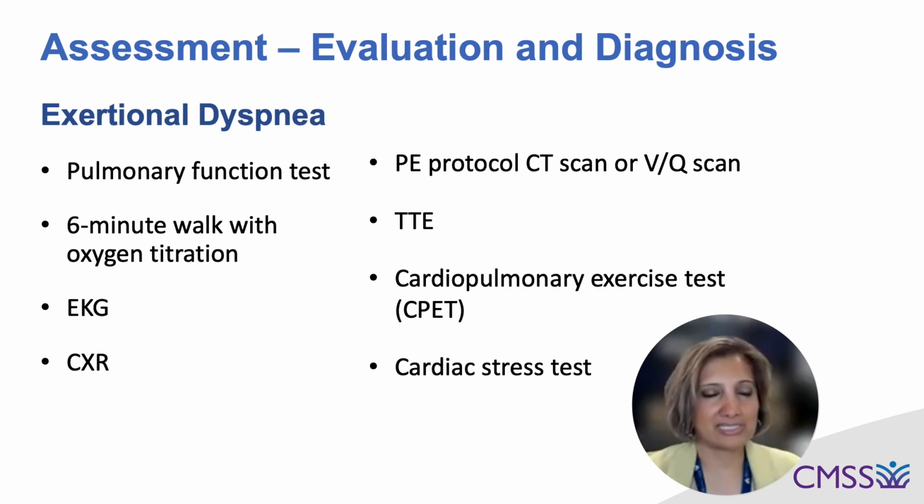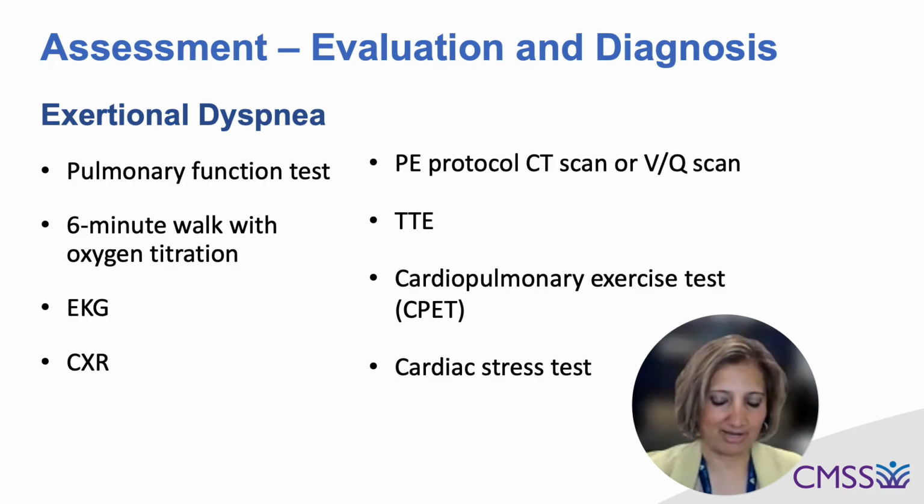For exertional dyspnea, patients often have this symptom, and the evaluation of patients with exertional dyspnea can be somewhat complicated because many different diseases can present with shortness of breath symptoms. So to assess somebody with exertional dyspnea, you would obtain a pulmonary function test, an EKG, a chest X-ray, and a CT scan, as well as functional tests of a 6-minute walk with oxygen titration, as well as cardiopulmonary exercise stress test.